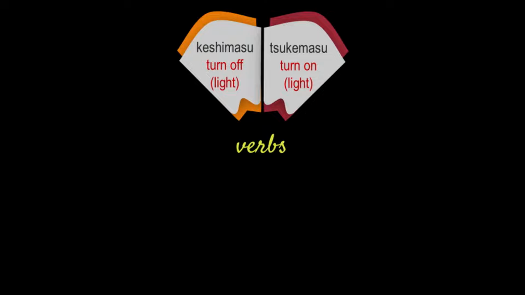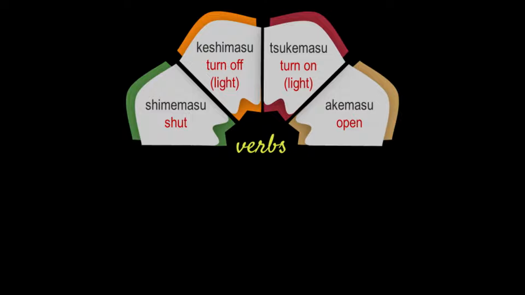Say for example light, TV, AC, etc. Its te form is keshite, and by adding kudasai to it, we will get keshite kudasai, which means please turn off. Next is akemasu, which means to open. Say for example door, window, etc. Its te form is akete, and by adding kudasai to it, we will get akete kudasai, which means please open.